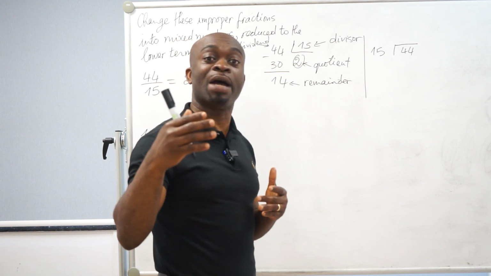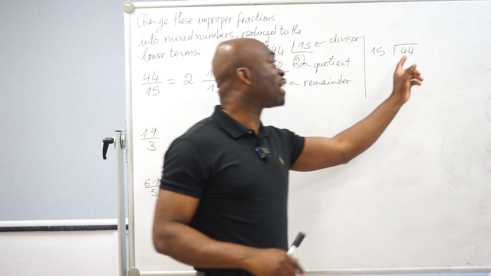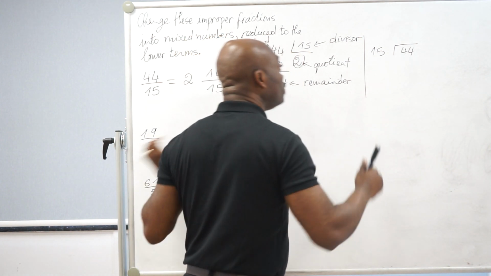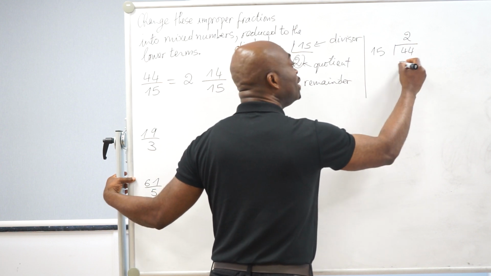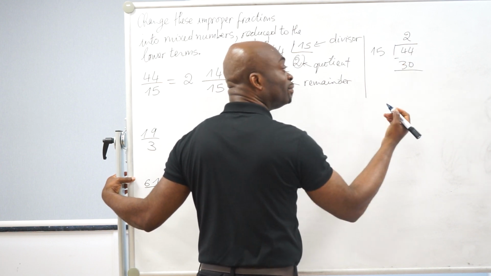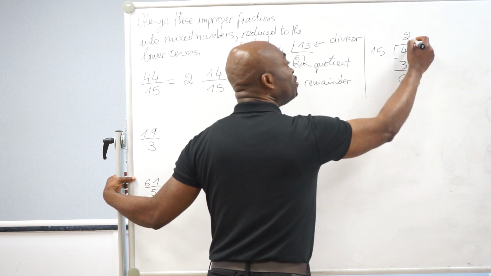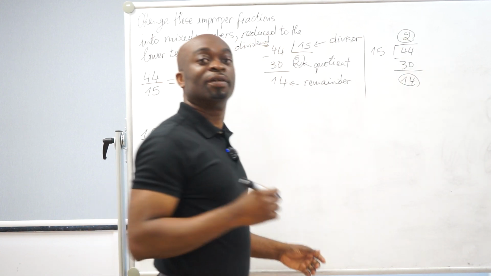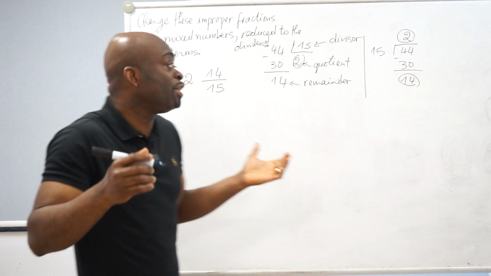Because if you say 3 times, so that means 3 by 15 will give you what? 45, which is higher than 44. So definitely it is twice. So 2 times 15 is 30, and then you subtract it, okay? So once you subtract it, you get 14. 14 is the remainder. 2 is your quotient, and then you have your divisor, and then you have your dividend. And then you're cool, all right?